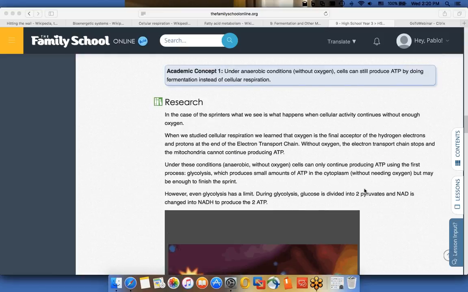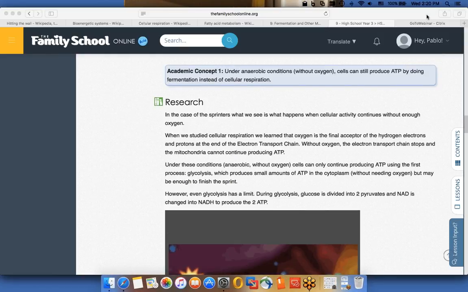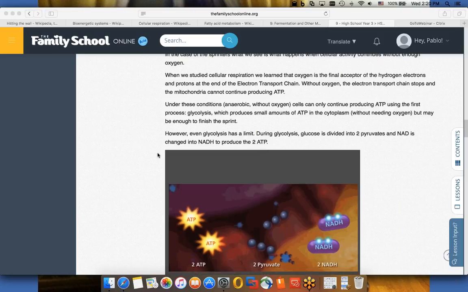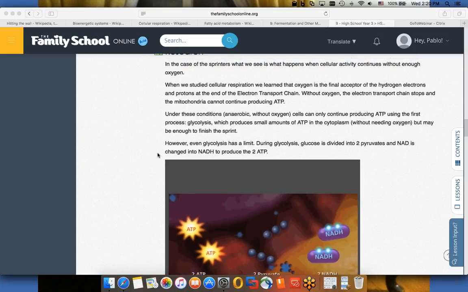So for concept 1, we are going to learn about anaerobic conditions, which means without oxygen, and the cells can still produce ATP by doing fermentation, which means converting sugars to acids or alcohol to gas instead of cellular respiration. And in the research it said that with the sprinters we saw what happened when cellular activity continues without enough oxygen. And if we continue to study the cellular respiration, we learn that oxygen is the final acceptor of hydrogen electrons, and without oxygen, the electron transport chain stops, and if it stops, the mitochondria can't continue producing all this ATP.